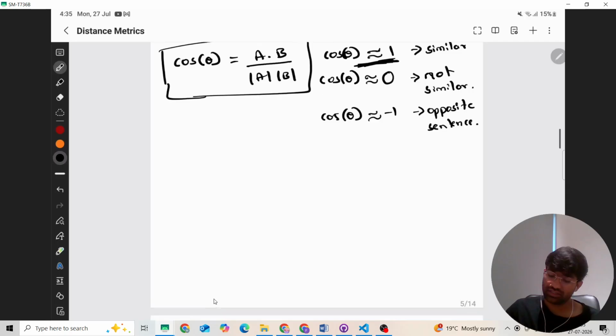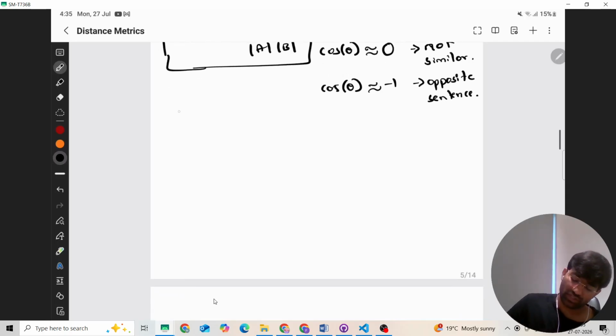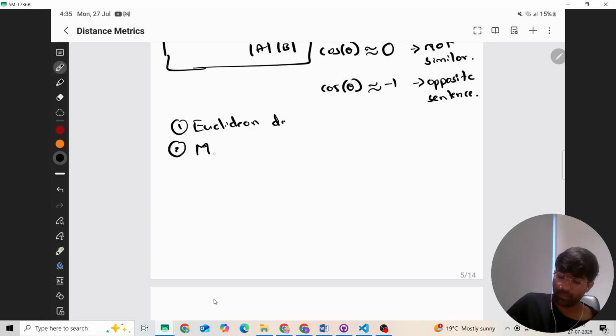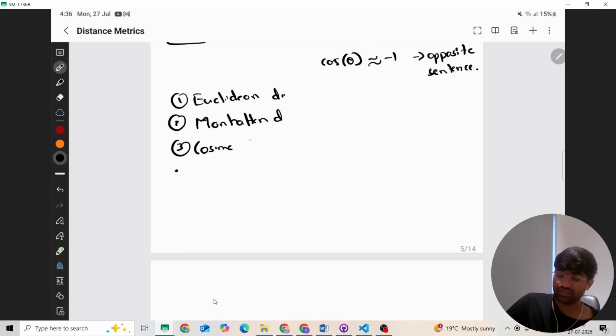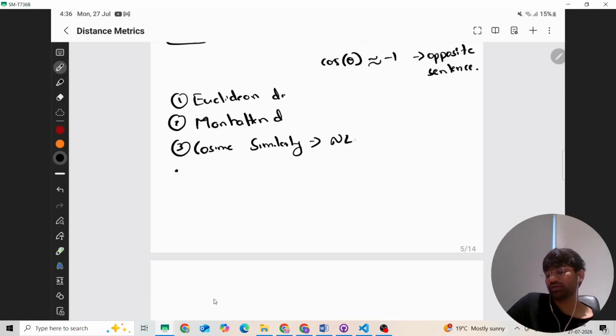So these are the three distance matrices you should remember in clustering. The first one is Euclidean distance, second is Manhattan distance, and third is cosine similarity. We will focus on cosine similarity when we do NLP. Now we will focus on these two. We will use these two in our upcoming algorithms.